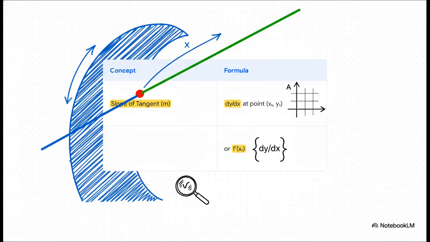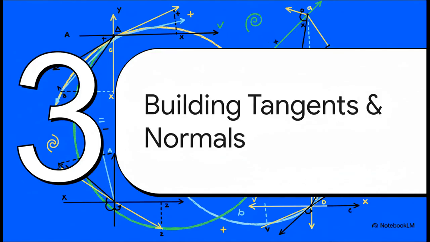So here's how it works. To find the slope of the tangent, which we call m, you just have two steps. First, find the derivative of your curve, dy/dx. Second, plug the x-coordinate of the point you care about, x1, into that derivative. The number that pops out, that's your slope. Simple as that.